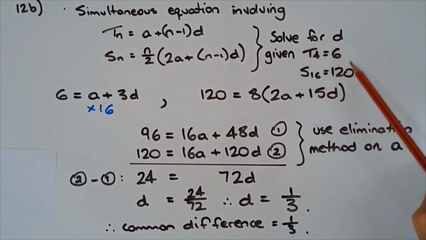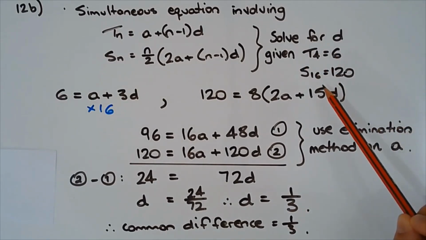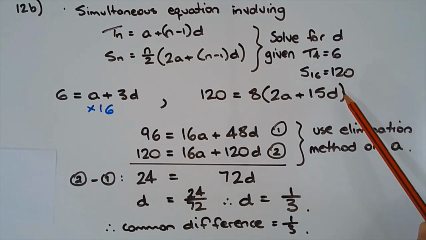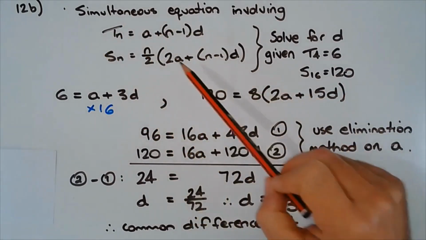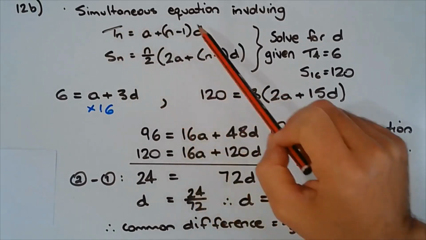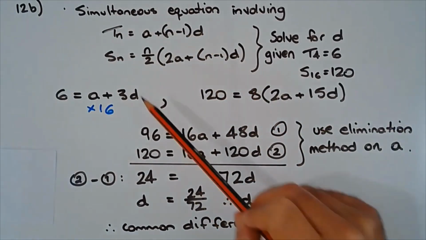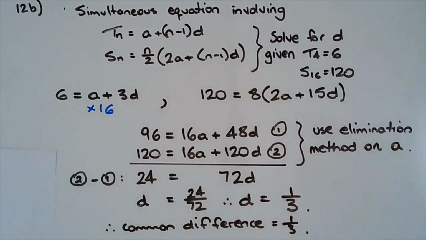Now we know that T4 is equal to 6, so the fourth term of the arithmetic progression is equal to 6. We also know that the sum of the first 16 terms of the same progression is equal to 120. So here's the pair of simultaneous equations we are about to solve. Tn is equal to a plus (n minus 1)d, so that's the formula for the general term of an arithmetic progression. And Sn is equal to n over 2 outside of (2a plus (n minus 1)d), and that's the formula for the sum of the first n terms of an arithmetic progression. And it's the same arithmetic progression, of course, that we're referring to.